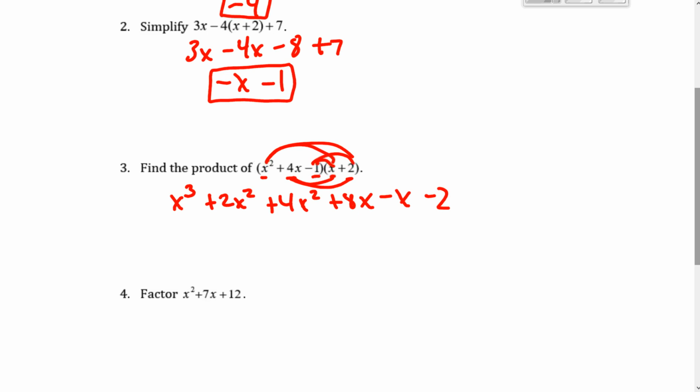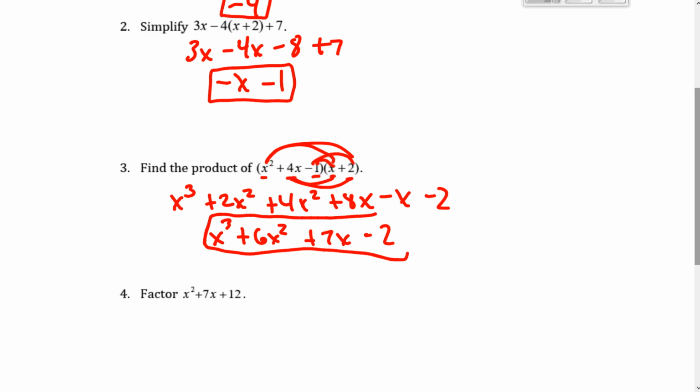So now we can just combine like terms. We have a 2x squared and a 4x squared. That would lead us to a 6x squared. We have an 8x and a minus x. That's a 7x. And negative 2 and an x cubed. So there's the product of those two.